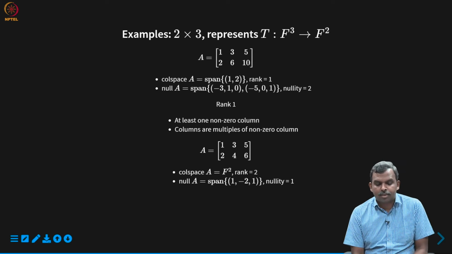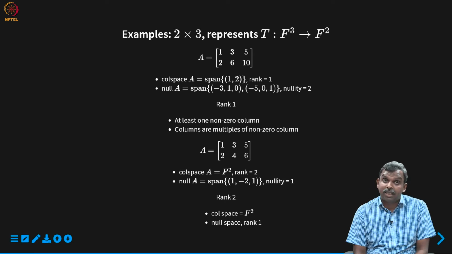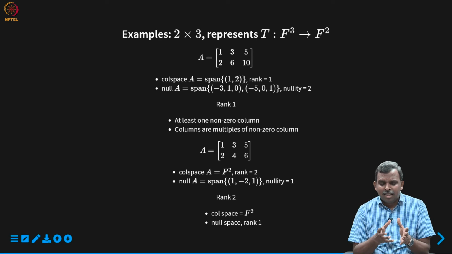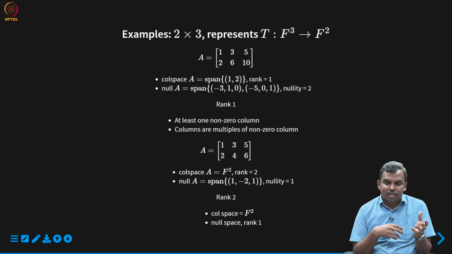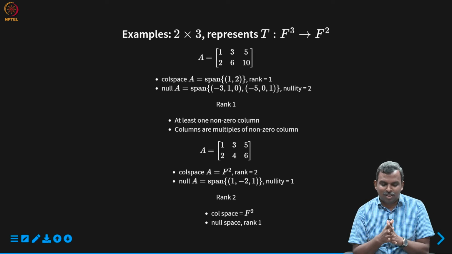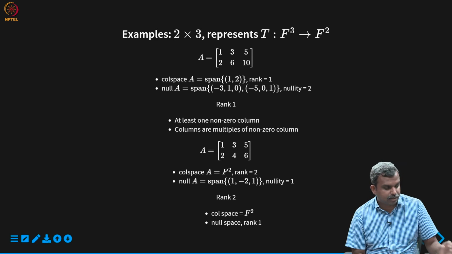Maybe in the next few lectures, we'll see that. So in general, rank 2 will look like this. The column space will be F2 in the 2 by 3 case, and the null space will have dimension 1. So that much you can say about 2 by 3. Hopefully these simple examples gave you some ideas on how to look at the null space, nullity, rank, etc. You will get more practice with how to work with these things later on, in assignments and homework problems.